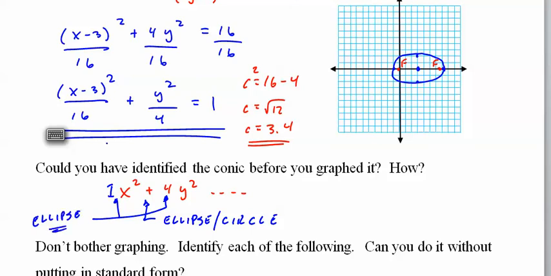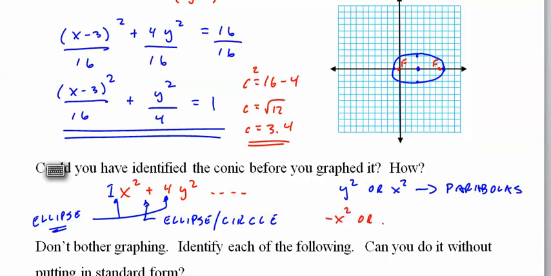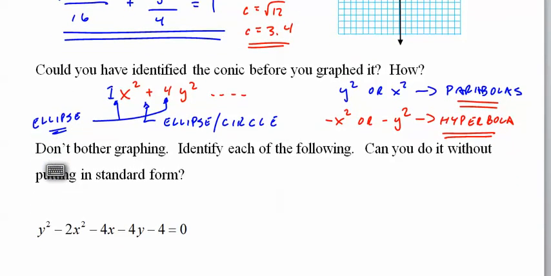Now when I'm done, I made sure that the bigger one was first, otherwise I could screw up the way I draw my ellipse, but that's really it. If I have just a y squared or just an x squared, we're looking at parabolas. And if I have a negative x squared or negative y squared with an x squared or y squared, I'm looking at a hyperbola. That is it.